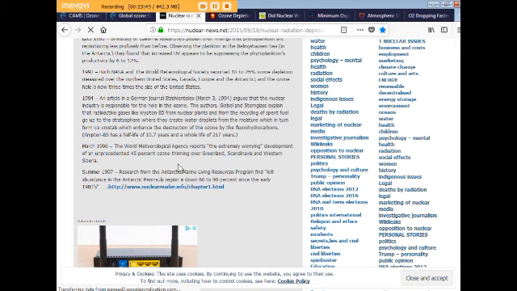March 1996. The World Meteorological Agency reports the extremely worrying development of an unprecedented 45% ozone thinning over Greenland, Scandinavia, and western Siberia. Summer 1997. Research from the Antarctic Marine Living Resources Program finds krill abundance in the Antarctic Peninsula region is down 60 to 90% since the early 1980s.